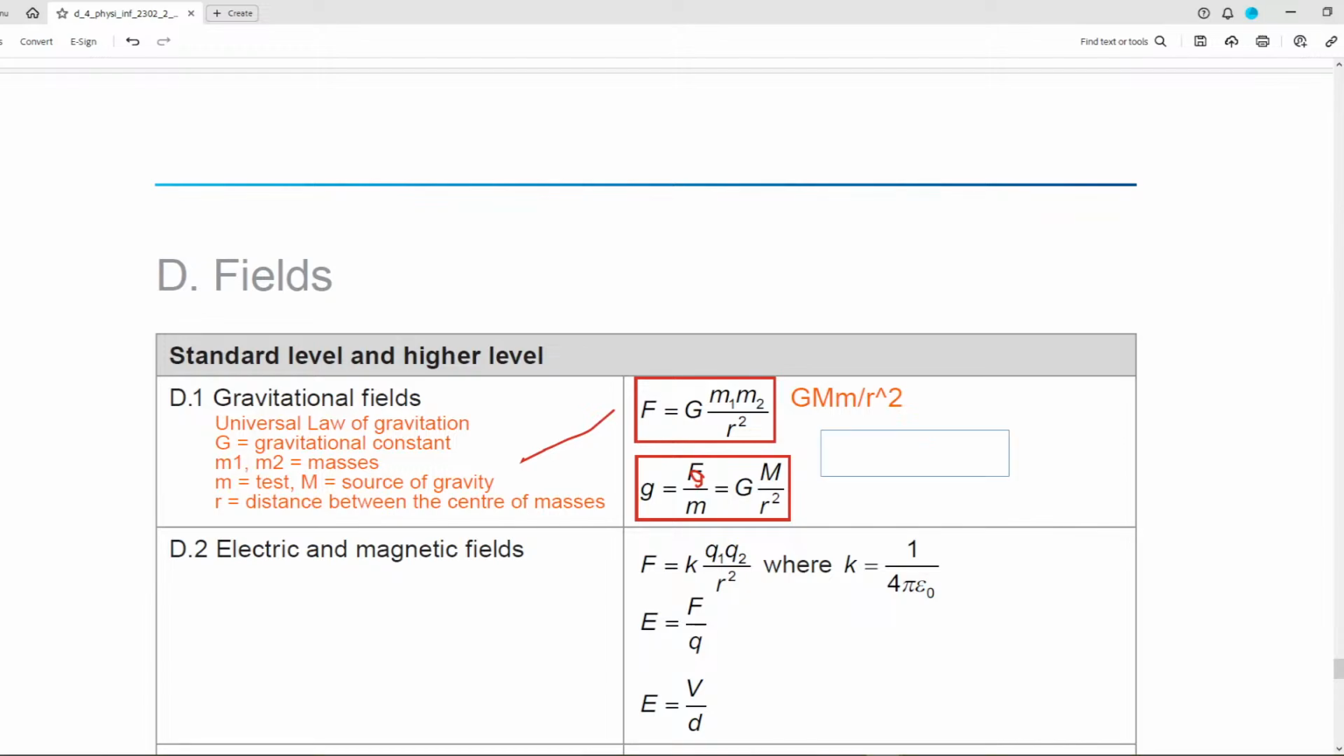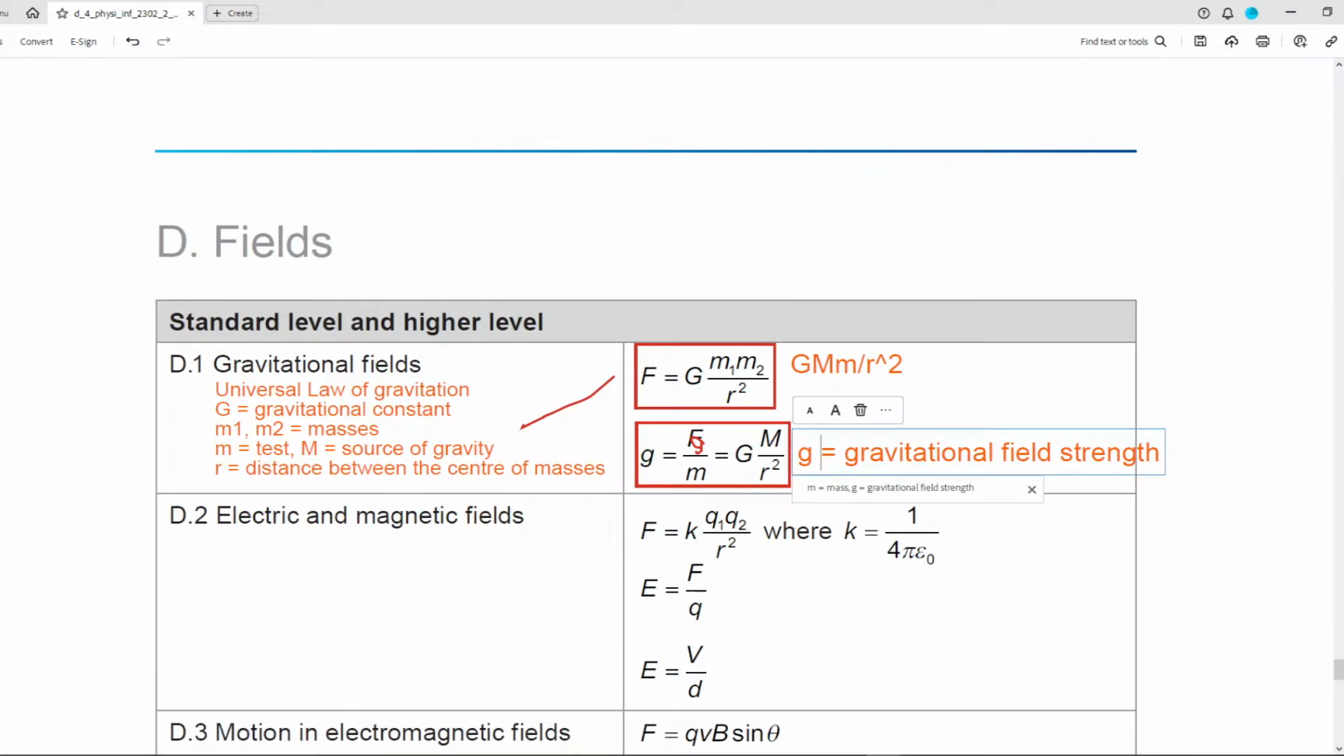Per unit mass experienced by the test. So this is gravitational field strength. That's what little g is. Now, of course, if you check the units, that is actually equal to that of gravitational acceleration, because newtons per kilogram is equal to meters per second squared.